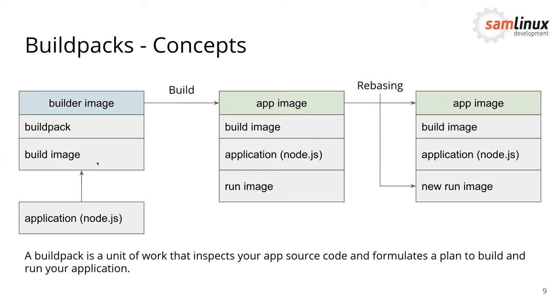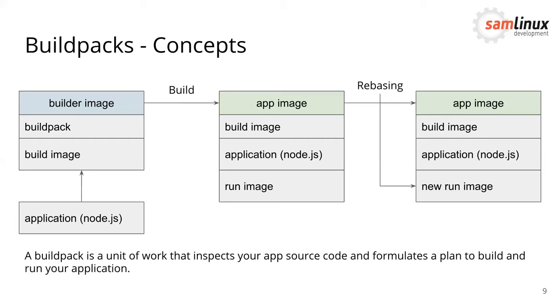In the first step, you need a build image. The build image is something like an Ubuntu, for example, or a Debian, or an Alpine Linux, or whatever. And then they have these buildpacks, and this is called the first step, the builder image. These buildpacks are, as I've mentioned earlier, a set of scripts which analyze and inspect your source code, and from this information they formulate a plan to build and run your application. So that's a nice sentence, but what does this mean when it comes to Node.js?